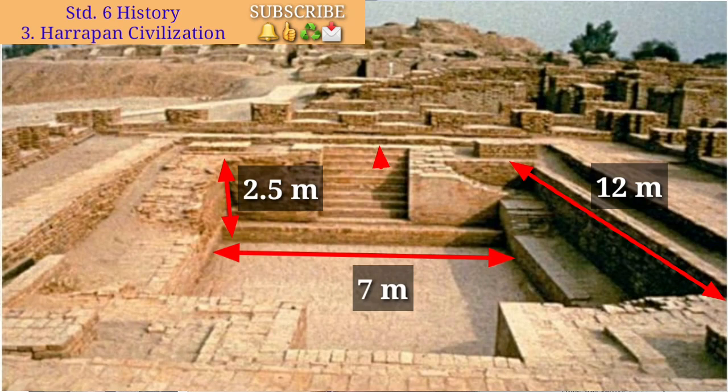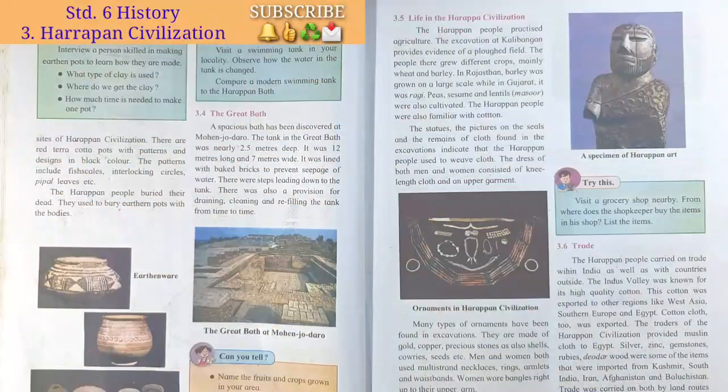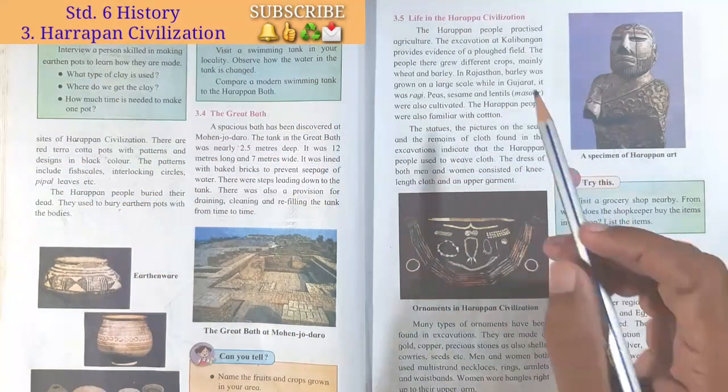There were steps leading down. See here we can see the steps that are leading down in the swimming tank or in the great bath. There was also provision for draining. Here also a provision or facility was there so that the water can be drained out, as well as for cleaning and refilling the tank from time to time. Okay students, have you understood? Very good. Now we shall study further.